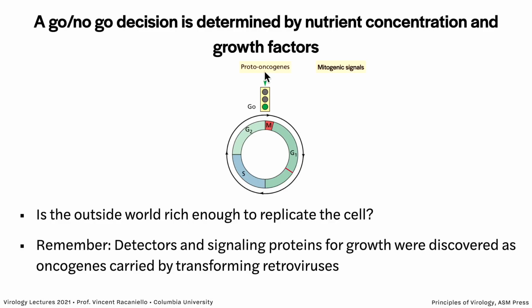We've already discussed how control to enter mitosis, the red part here, is controlled by genes that are picked up by transducing retroviruses. And that decision is determined by nutrient concentration, particularly growth factors. Are there growth factors outside the cell that can be used to promote growth? Or another way to look at it, is the outside world rich enough to replicate the cell? And that whole process that drives the cell through mitosis is the pathway that was discovered in the transducing retroviruses.